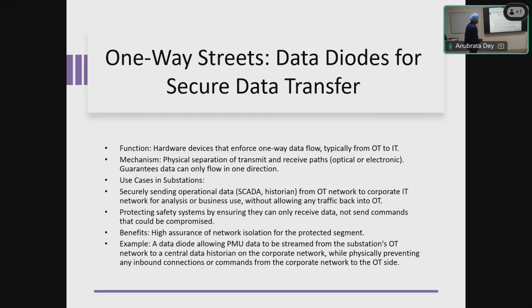But from a security point of view, you have to see whether this is something, for example, with a data diode, where PMU data is streamed from the substation OT to a central historian or corporate network, not the other way around, right? So those are again data diodes.